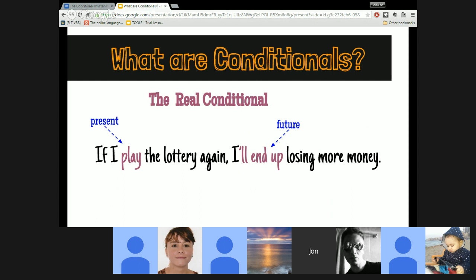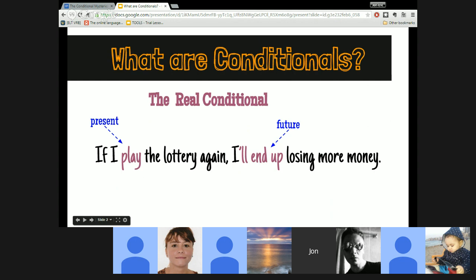What I really want to show you is this. The present simple in the real conditional, or the first conditional, it's in the condition. The left side is called the condition. The right side is called the result. So the formula is this. Present simple in the condition, future simple in the result. And that is the first conditional or the real conditional.